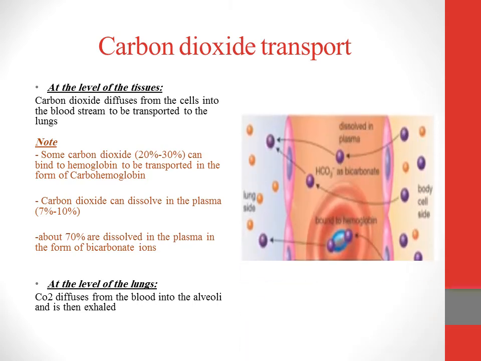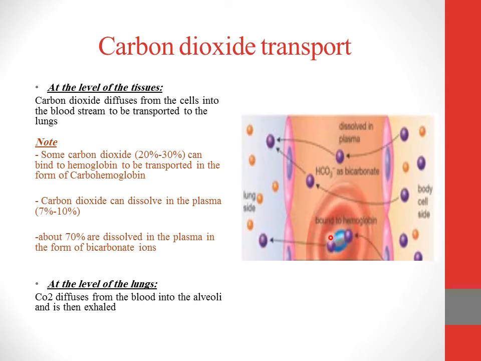As you can see in this figure, carbon dioxide that is found in the body cells will diffuse into the blood capillaries. Then it is transported in three forms: either dissolved in the plasma, or in the form of bicarbonate, or bound to hemoglobin, where it binds to the hemoglobin molecules found inside the red blood cell, forming carbohemoglobin. When reaching the lungs, the carbon dioxide will diffuse from the capillaries into the alveoli.